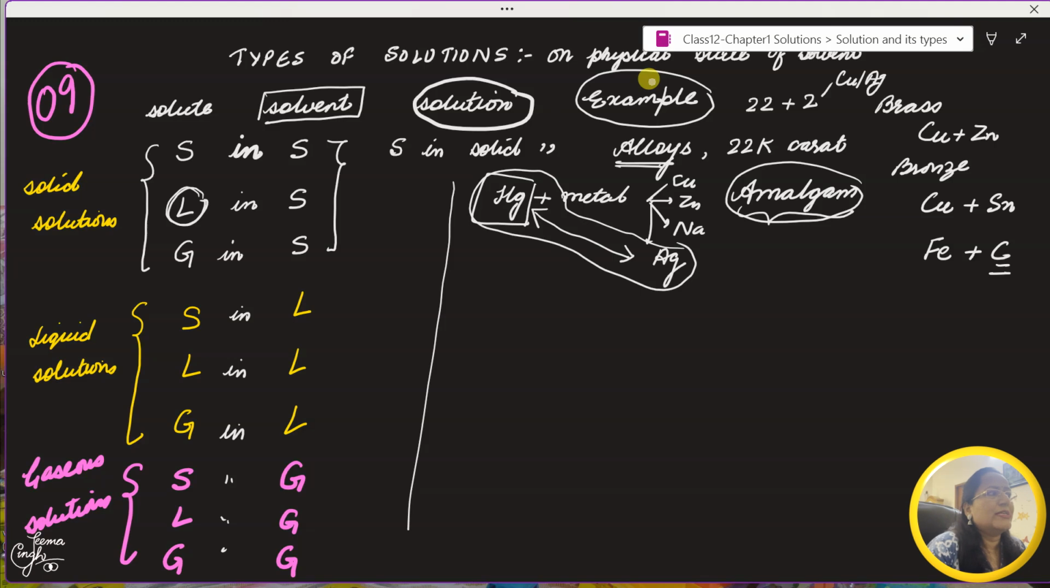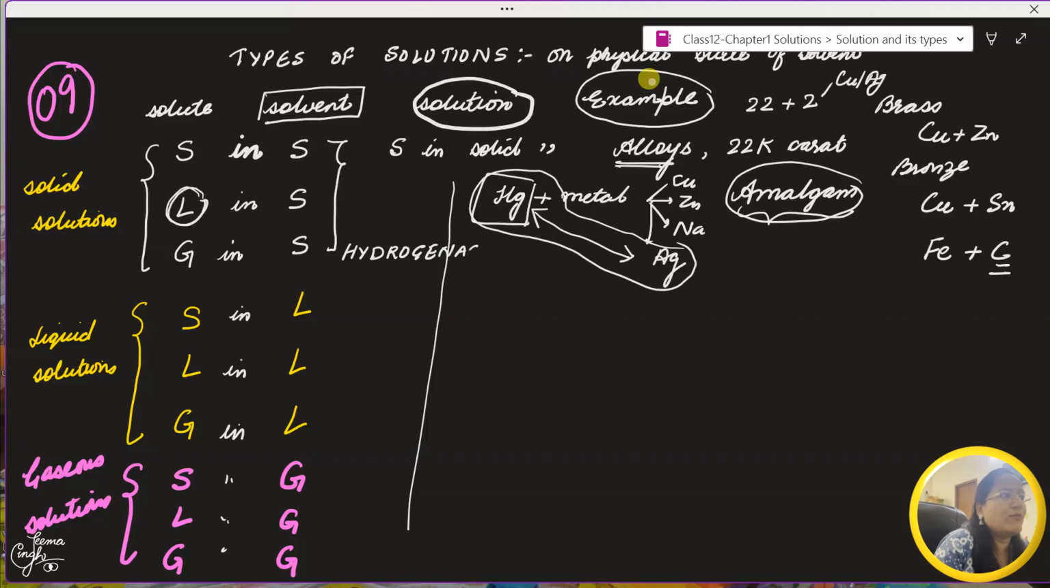Moving on to the third one, gas in solid. Think of a solid in which there is gas trapped uniformly, okay? Do you remember any reaction? Yes, you have done this reaction also, hydrogenation, right? Addition of hydrogen. I'm writing here, hydrogenation. This is a type of reaction in which you add hydrogen in the presence of a catalyst. What are those catalysts? Platinum or palladium or nickel.